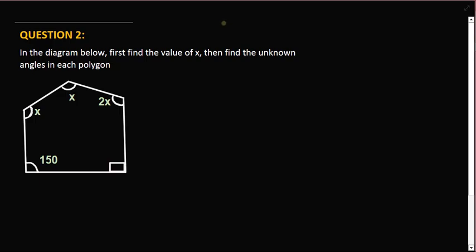Hello, welcome. In this lesson, we're talking about polygons and then we'll solve questions like this and more. So this question says, in the diagram below, first find the value of x, then find the unknown angles in each polygon. We're not going to solve this question now. We'll go through the lesson, then we'll come back and solve questions like this and more.